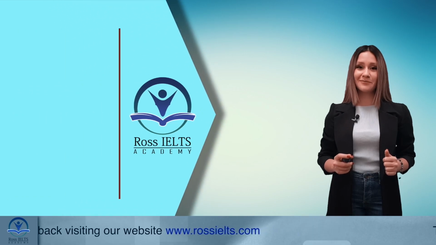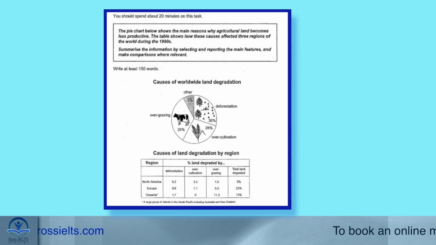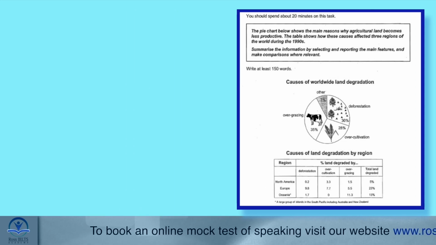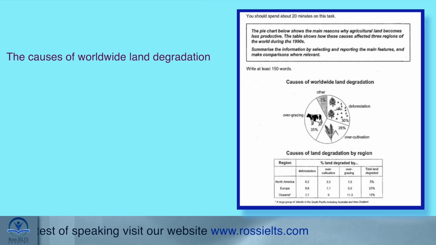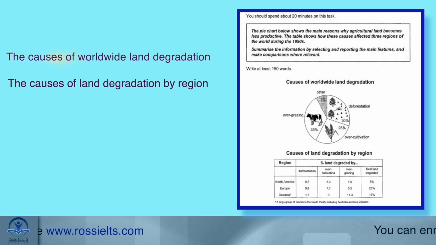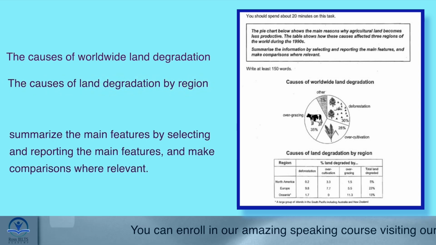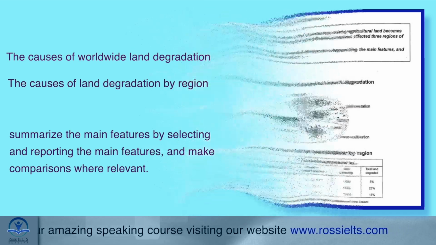Let's see. Very well. As you see here, we have two charts, a pie chart which is divided into 4 parts and a table. The pie chart talks about the causes of worldwide land degradation. The table talks about the causes of land degradation by region. What we are asked in the question is to summarize the main features by selecting and reporting the main features and to make comparisons where relevant.